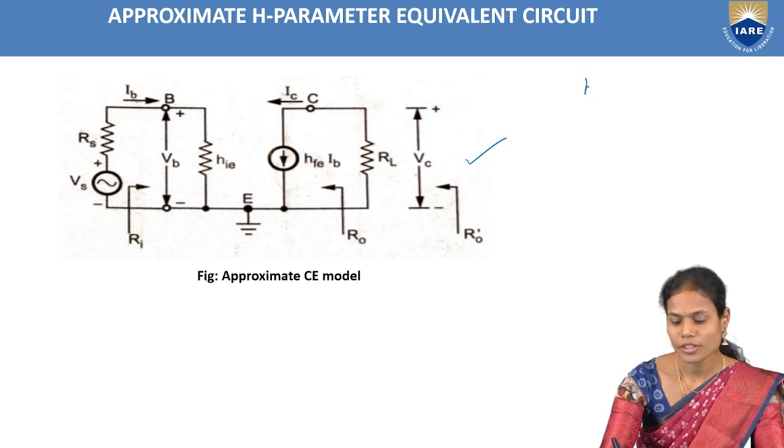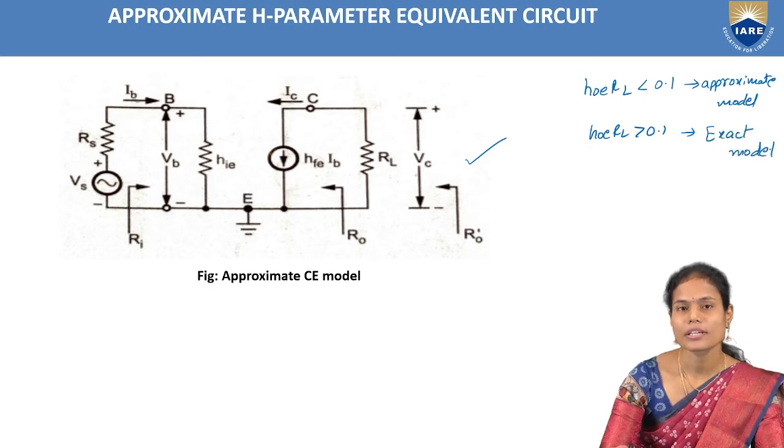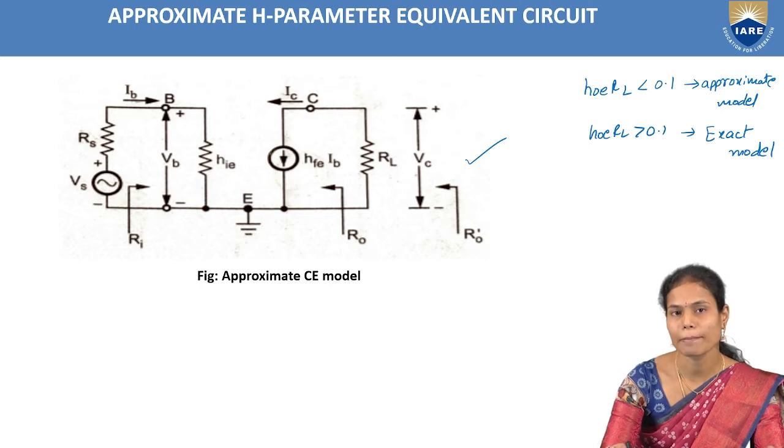So here if HOE into RL value is less than 0.1 means it is approximate model. If HOE into RL value is greater than 0.1 means it is exact model. So exact model means when you are using the hybrid parameters as it is, how much values we are getting, that indicates the exact model. And approximate model means once we are removing some of the H parameters from the given circuit, that indicates the approximate model.